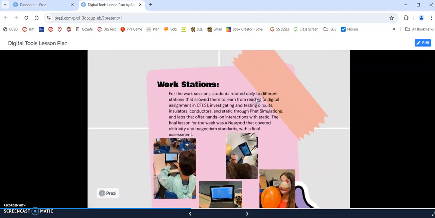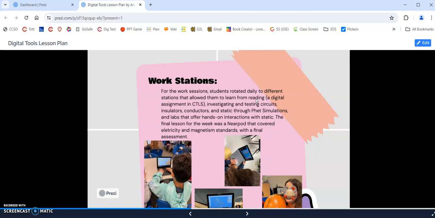Next, we're going to talk about the workstations. During the work sessions, students rotated daily to different stations. It allowed them to learn from reading a digital assignment in CTLS, which had an assessment component in it, and from investigating, testing circuits, insulators, conductors, and static through the PhET simulations. Those were really the creative aspects and the building aspects of the activities.